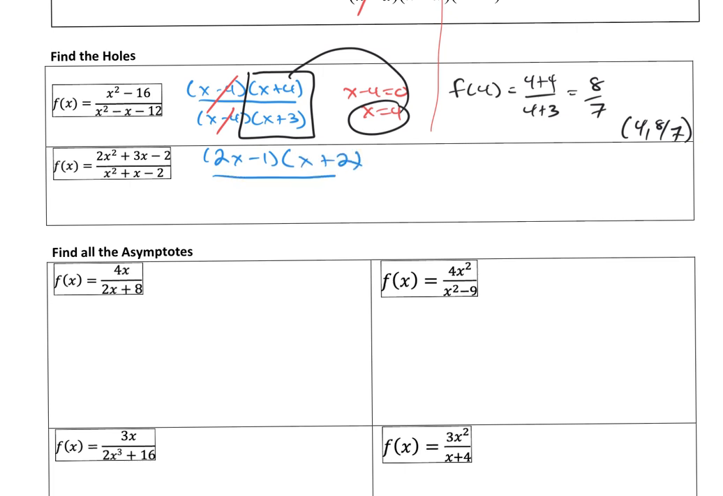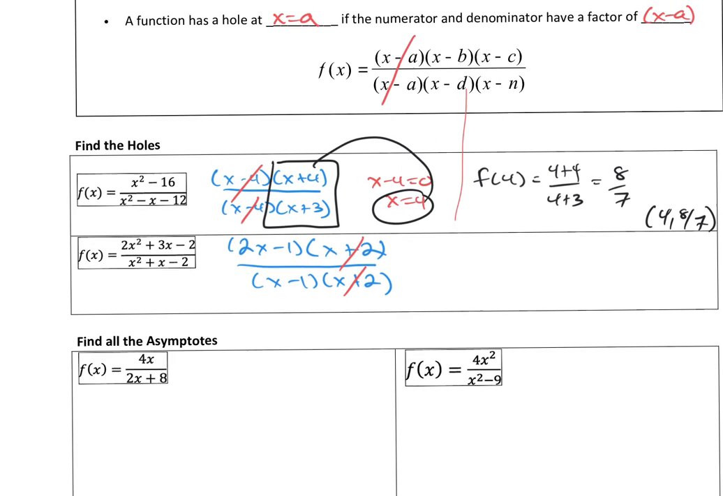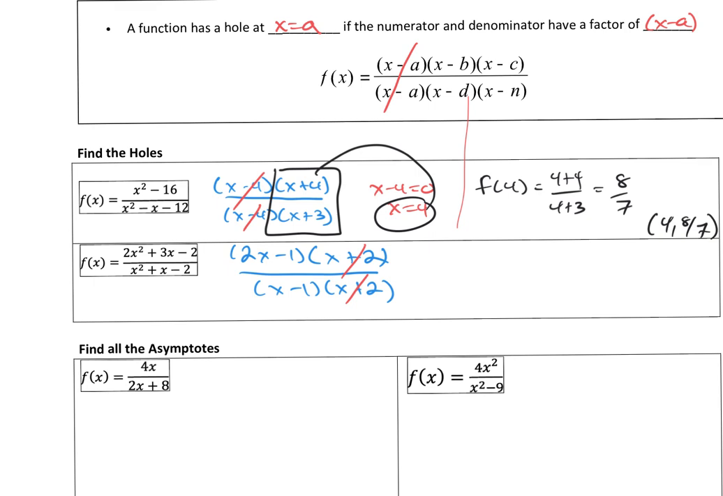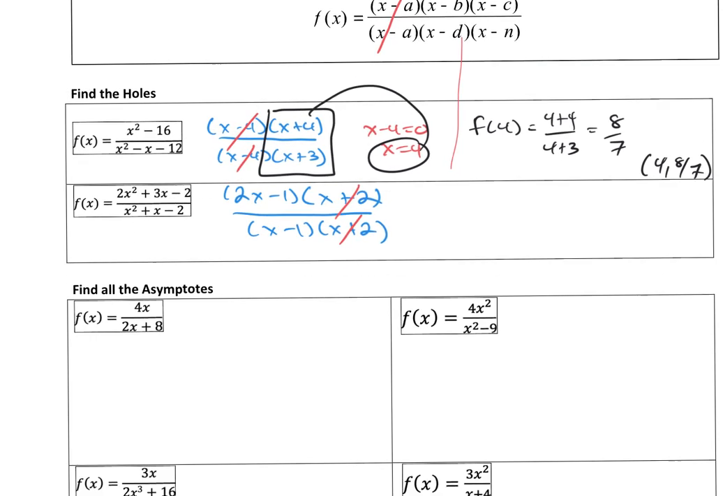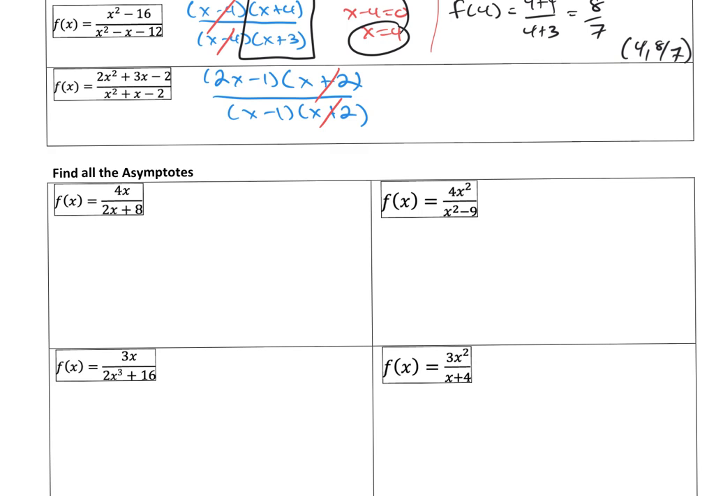If I look at my denominator and I factor that, I'm going to get x minus 1 and x plus 2. And again, I notice that my common factors of x plus 2 are going to cancel out, which tells me that I'm going to have a hole using that factor at x is equal to negative 2.